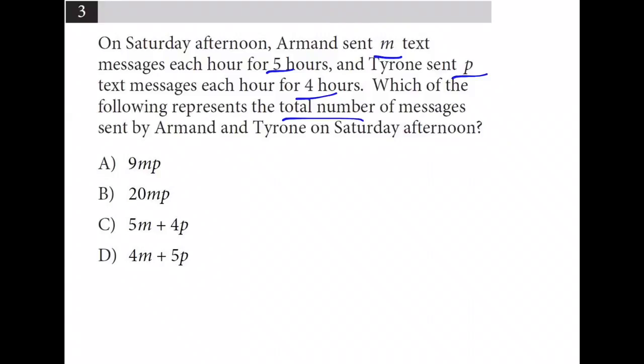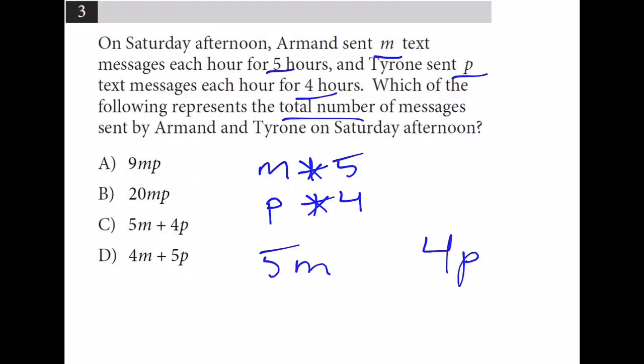They want the total. So for Armand, he sent M every hour for 5 hours. And Tyrone sent P every hour for 4 hours. This gives me 5M and 4P. It says it wants the total, so we add the two together.